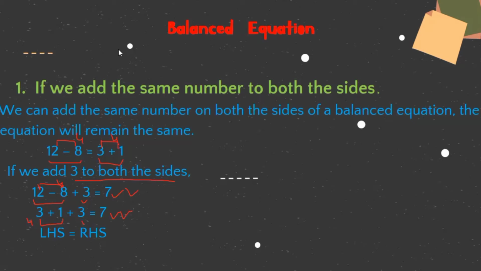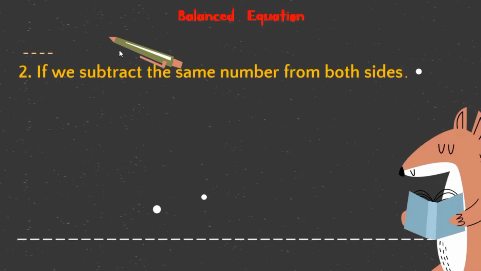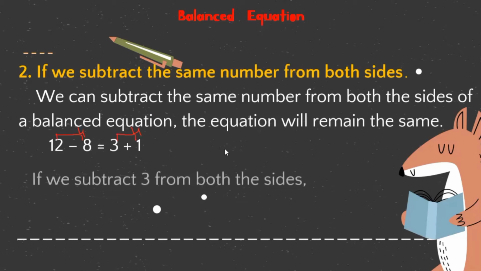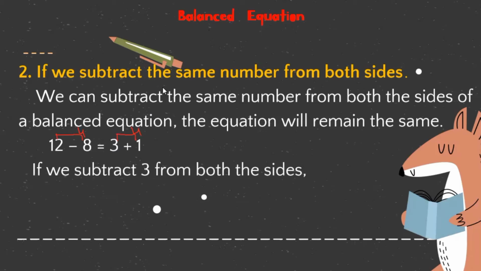Similarly, if we subtract the same number from both sides, the new equation will also be a balanced equation. For example, 12 minus 8 is equal to 3 plus 1. The value of 12 minus 8 is 4 and 3 plus 1 is also 4. 4 is equal to 4, both are the same, so this is a balanced equation. Now we need to subtract 3 from both sides. 12 minus 8 is the left hand side, and its value is 4. 4 minus 3 will be 1.